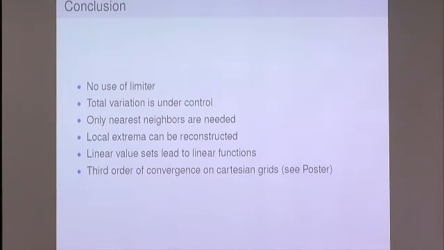So, my conclusions: at the moment we have an ansatz function. We have no use of limiters. With this function we have the total variation of the function somewhat under control. Only nearest neighbors are needed. Also with this ansatz function, local extrema, at least in 1D, can be reconstructed.